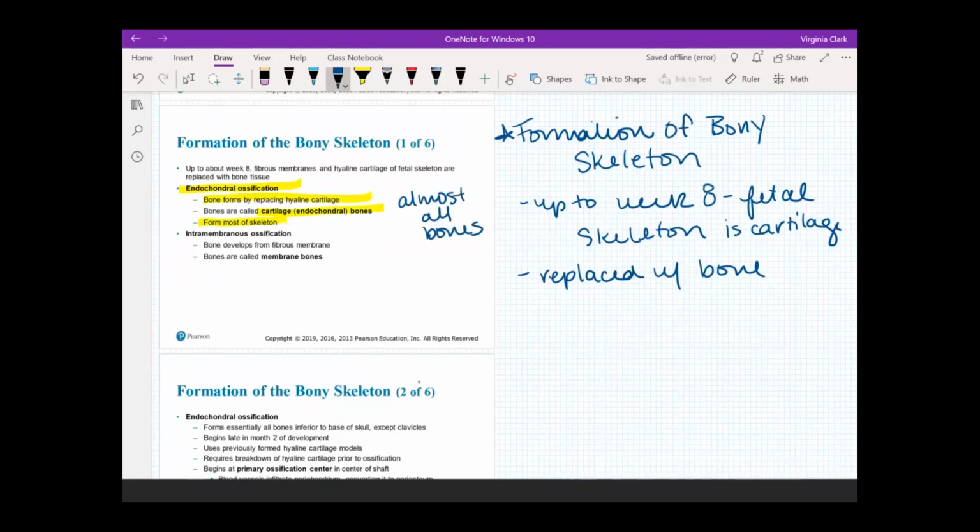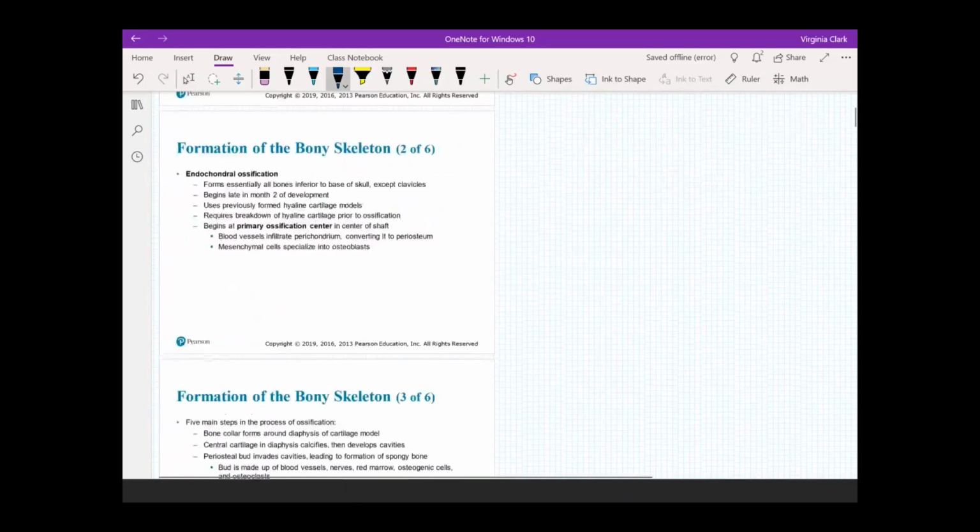Intramembranous ossification is a different process, and these bones are called membranous bones. This is primarily for your skull, your clavicle, or your flat bones. The bigger priority to really understand and know is endochondral ossification, so we're going to start with that.